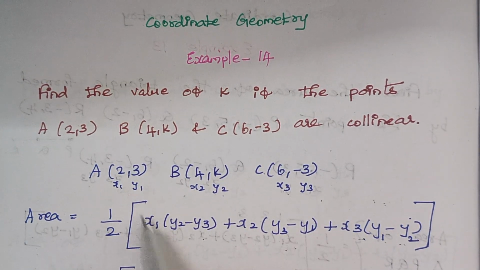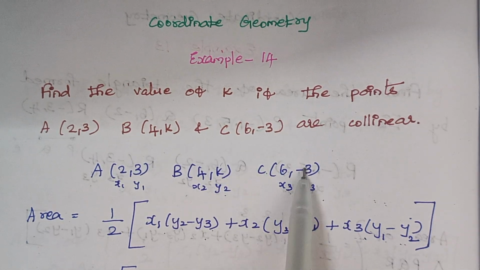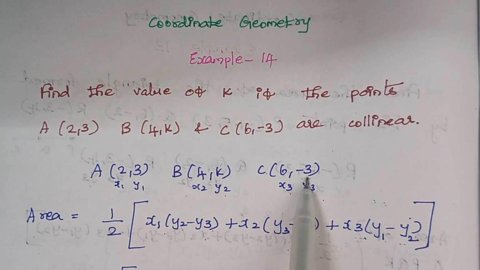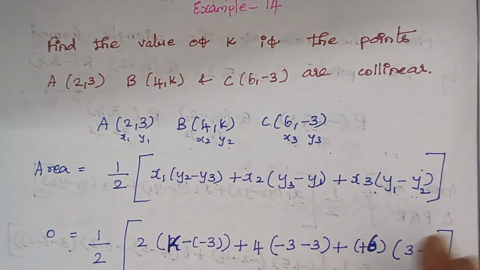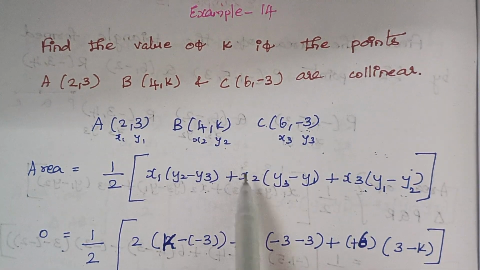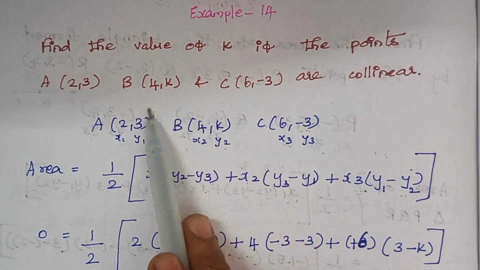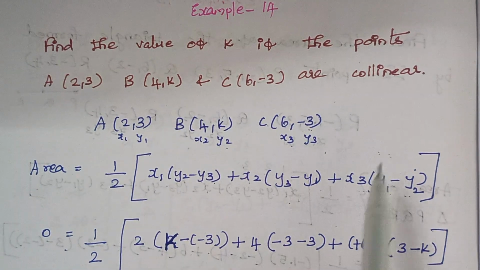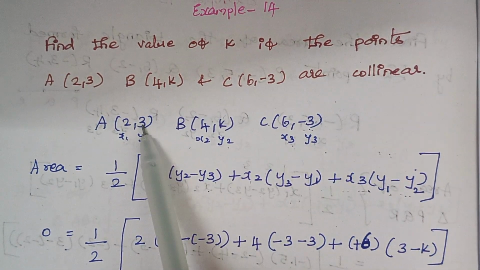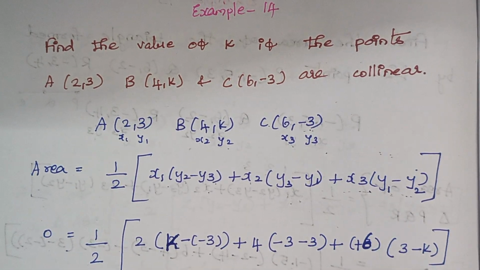So half x1 is 2, y2 minus y3. So k minus of minus 3 because y3 is minus 3 already. Right, and you see the terms are like this, k minus of minus 3. And the next one is x2. x2 is 4, y3 minus y1. So minus 3 minus 3. Right. And the next one is x3. It is 6, y1 minus y2. So 3 minus k. Right. So this is what I had written here.